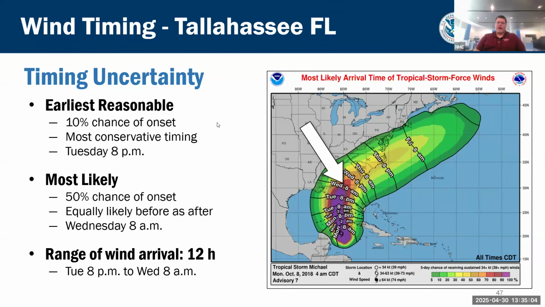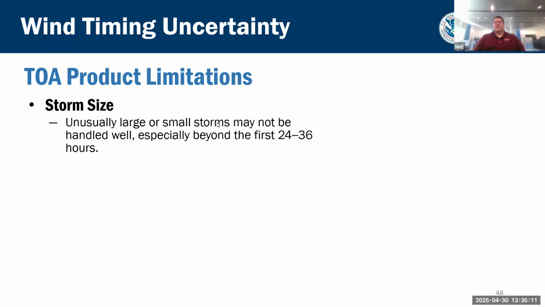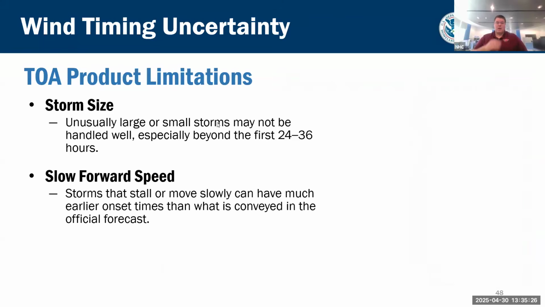So there is that range of 12 hours difference between the earliest reasonable and most likely. However, there are some limitations with this. And like I said, storm size, whether it's unusually large or small, may not be handled well, especially beyond 24 to 36 hours, particularly if a storm is actually growing in size, or if that system is beginning to stall or slow as it approaches the coast. This can often impact the early onset times compared to what's officially in the forecast.